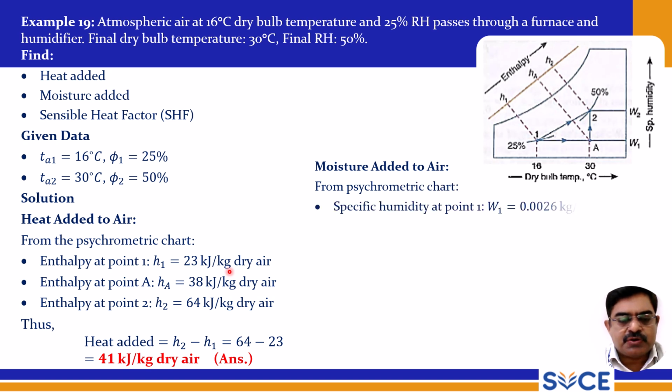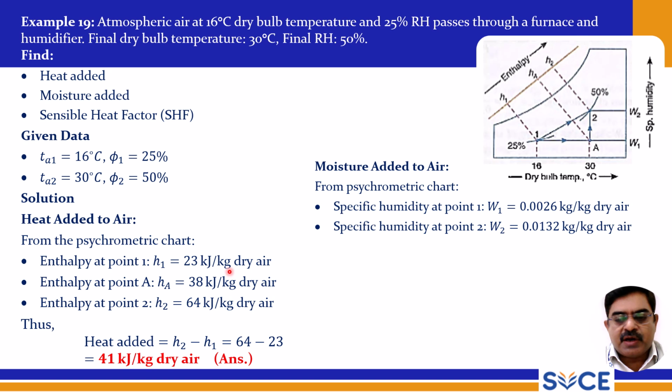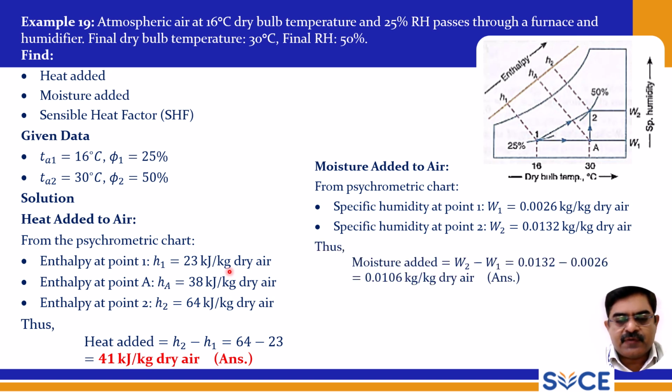So moisture added to air: the specific humidity at point 1, W1 equal to 0.0026, and at point 2 is 0.0132 kg per kg of dry air, and we can find moisture added is W2 minus W1. So here specific humidity at point 2 is 0.0132 minus at point 1 is 0.0026, so that becomes 0.0106 kg per kg of dry air. So this is the moisture added.